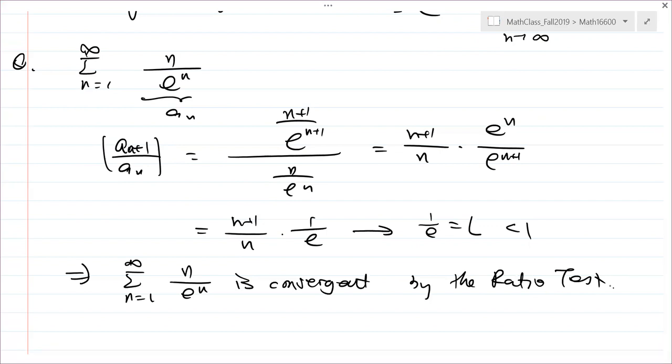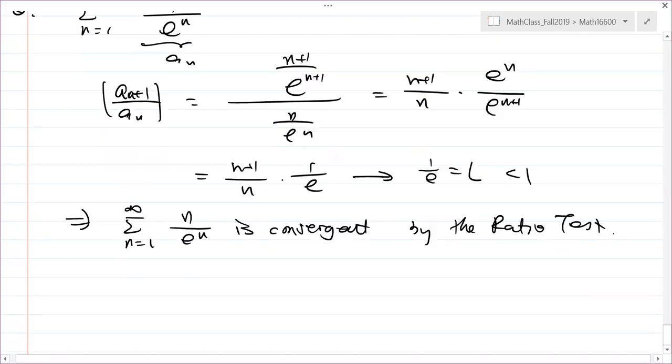Today we have a type of quiz, and that's the reason I don't want to prove the ratio test. But next class, maybe I'll spend a few minutes to prove the ratio test. All right, so using the ratio test, you can show this is convergent.